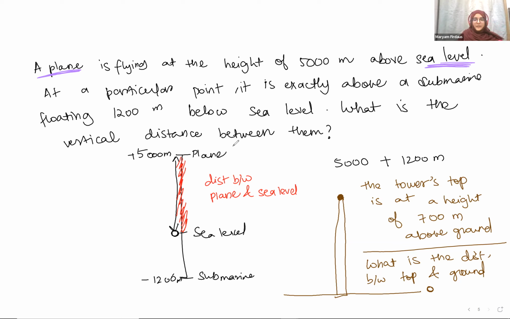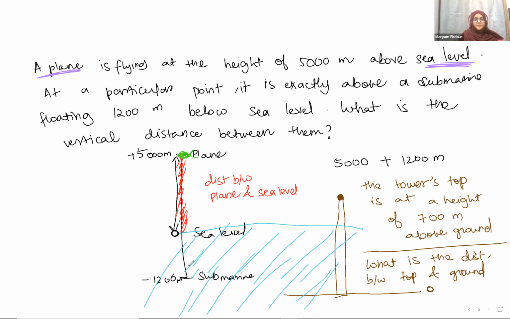See, Hiba, look at the diagram, okay? This is my plane. This is my sea level. This is from where my sea begins. So the whole of this is water. Okay. And then this over here, this is my submarine. Okay. So now what I'm asking you is, what is the distance between plane and submarine? You were right. 6,200. Okay, 6,200 meters.